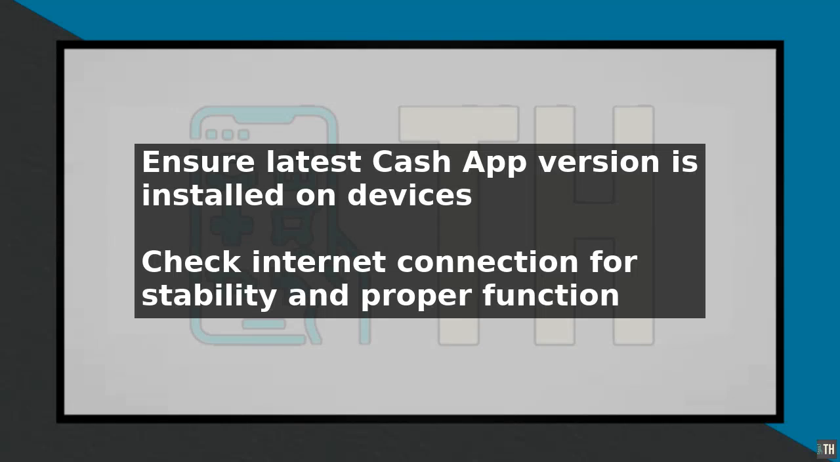To fix the issue of not being able to send and receive money with a person on Cash App, follow these steps. First, ensure that you and the other person have the latest version of the Cash App installed on your devices. Outdated versions can cause compatibility issues and prevent transactions from going through.